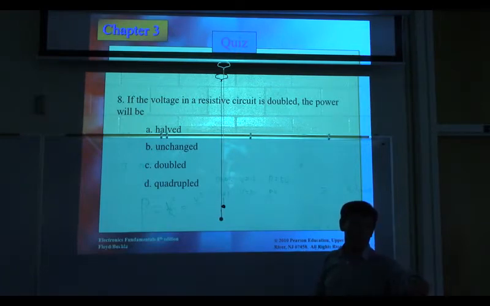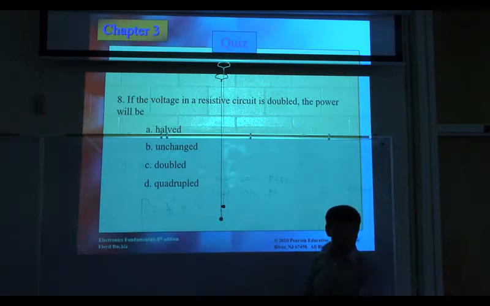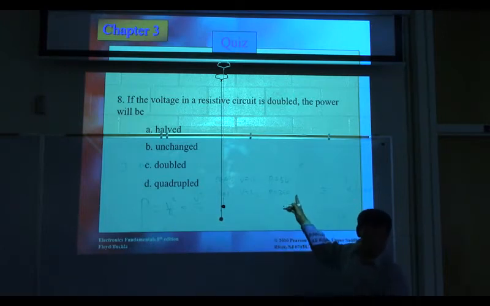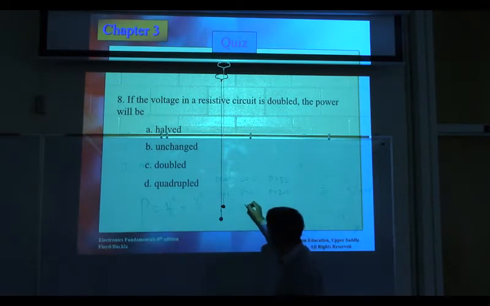20 and 20, that's 400. Yes, 400 divided by 2 equals 200. This doubles, times 2. This one times what? 4. So that's a quadruple, right? Now let's try again. We double this again.